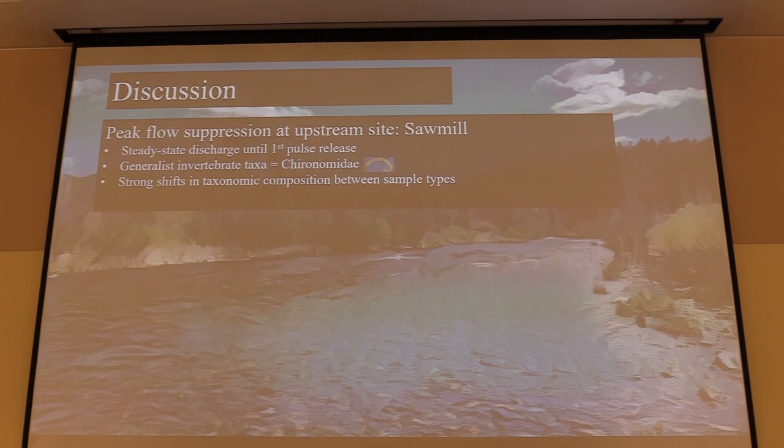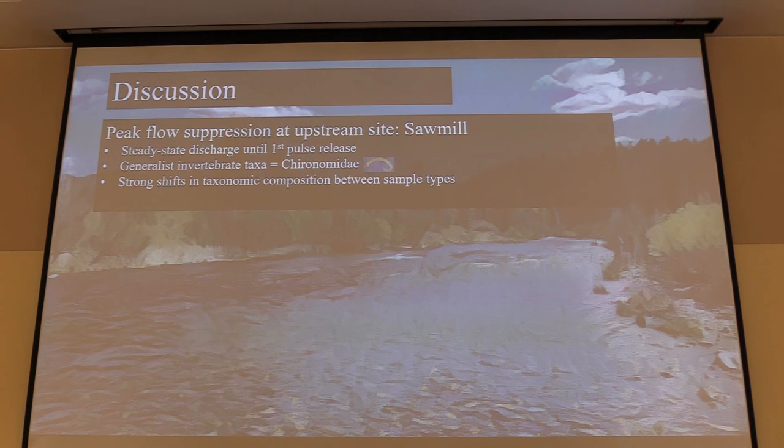So, some discussion points. Our upstream site, Sawmill, peak flow suppression largely determined what taxa we saw during our experimental pulses, where steady-state discharge was observed until the first pulse release. And I believe that led to the generalist invertebrate taxa, the chironomids, growing in abundance during that period of time, taking advantage of that increased wetted area, of that more complex habitat at our upstream site.